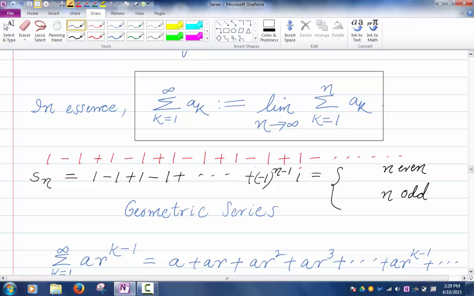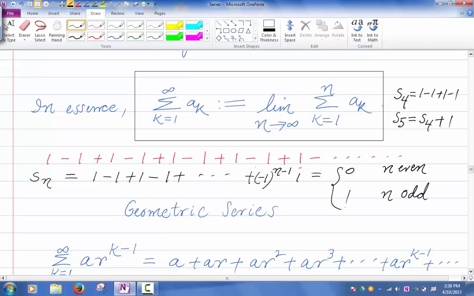So depending on whether n is even or odd, let me make sure I write it down again. What is, for example, S4? S4 would be 1 minus 1 plus 1 minus 1, right? 4 terms. Do I get 0? Yes. So are you going to get 0 for S6? Yeah, whenever n is even, you're going to get 0. Now, what is S5? S5 is S4 plus 1, which is going to be 1, right?